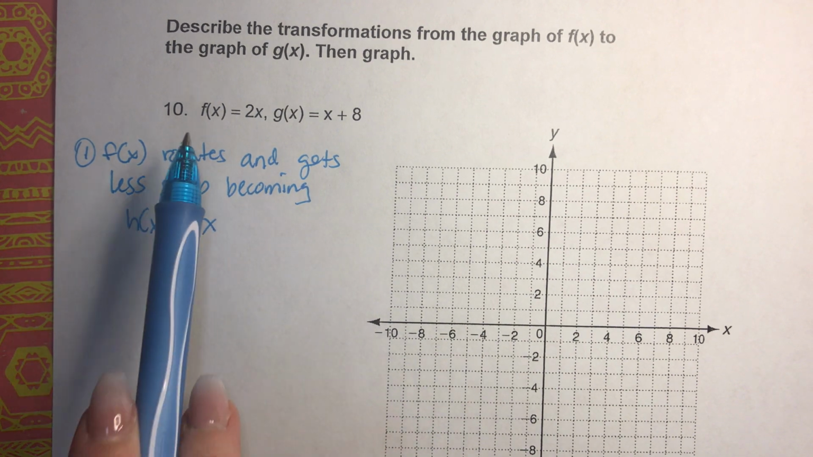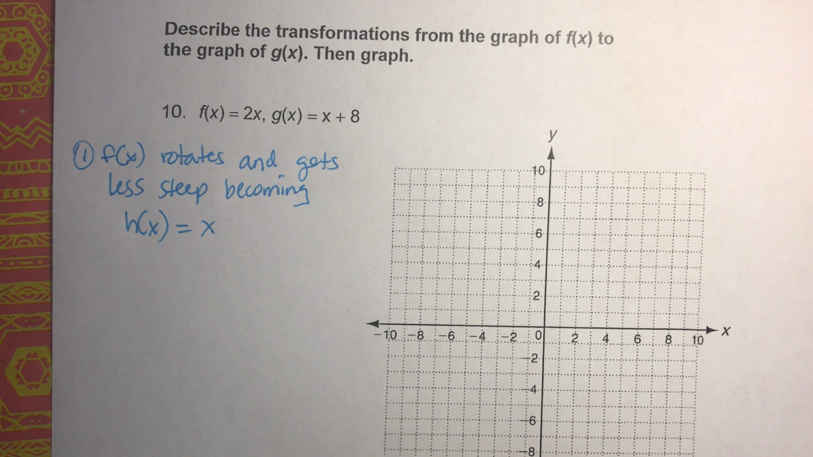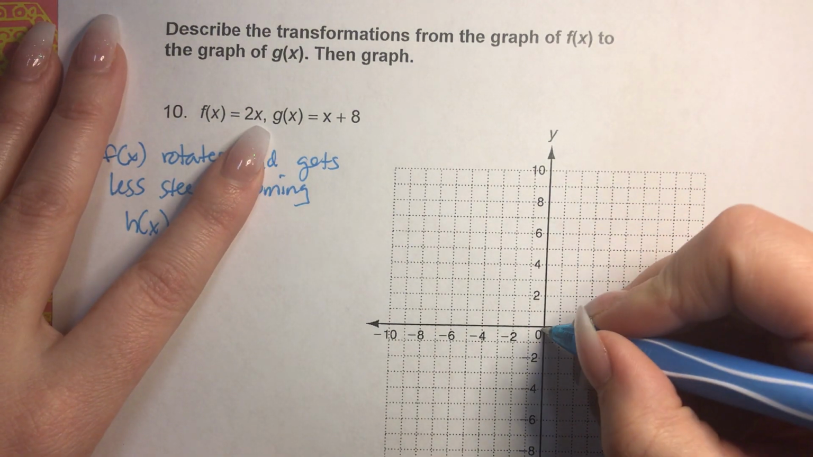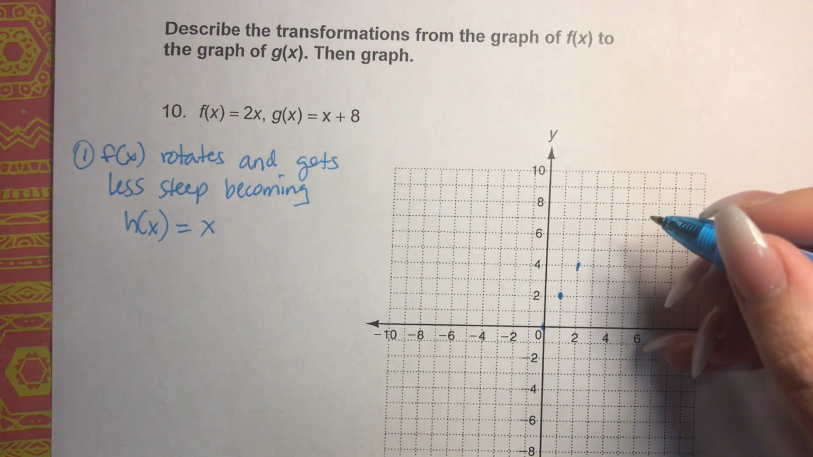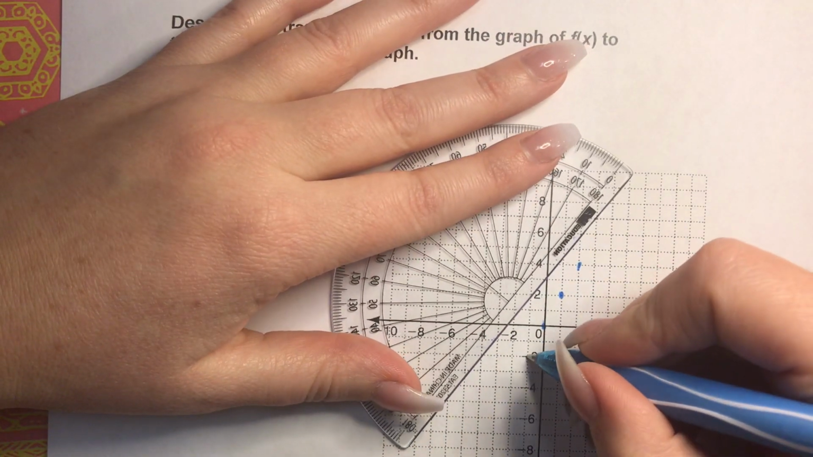You know what I forgot? I forgot to draw in the parent function, so we'll do that now. Okay, so the y-intercept is 0, and the slope is up 2 over 1. Okay, and down 2 over 1 right there.